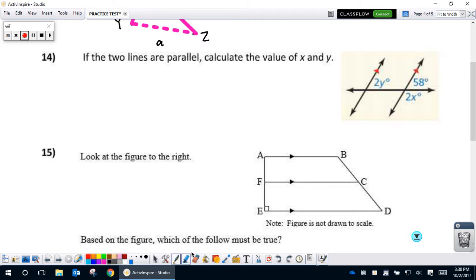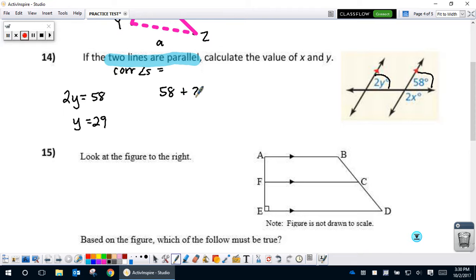Okay, number 14, our lines are parallel. So right off the bat, we need to remember corresponding angles are equal. So 2y corresponds to 58. So 2y equals 58. Baby one step, y equals 29. And then 58 and 2x make a linear pair. So 58 plus 2x equals 180. And then it's a baby two-step. You should get x. And you want to make sure you answered the question. So we calculated the value of x and y. So yes, we answered the question.